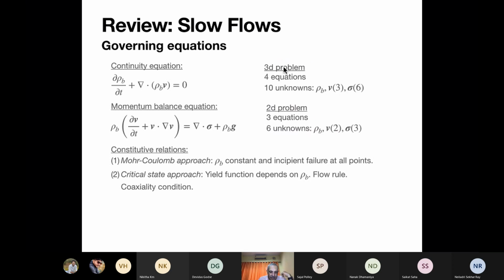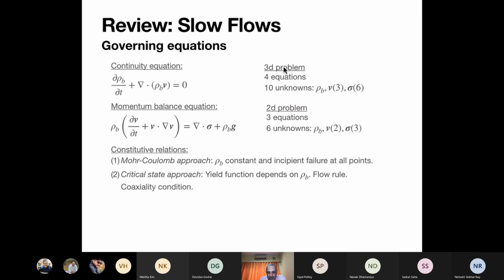So obviously we need some more equations, and they come through the constitutive relations. These relations determine the property of the material. These are just general equations. They say that mass is conserved and momentum is conserved. But you need some information about how the material behaves, and that comes in these constitutive relations. And the first approach that we took is this Mohr-Coulomb approach, in which the density is constant and then there's incipient failure at all points.